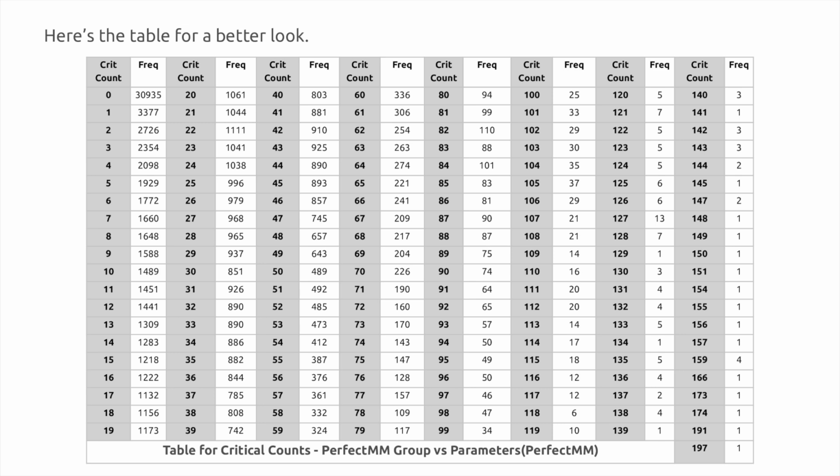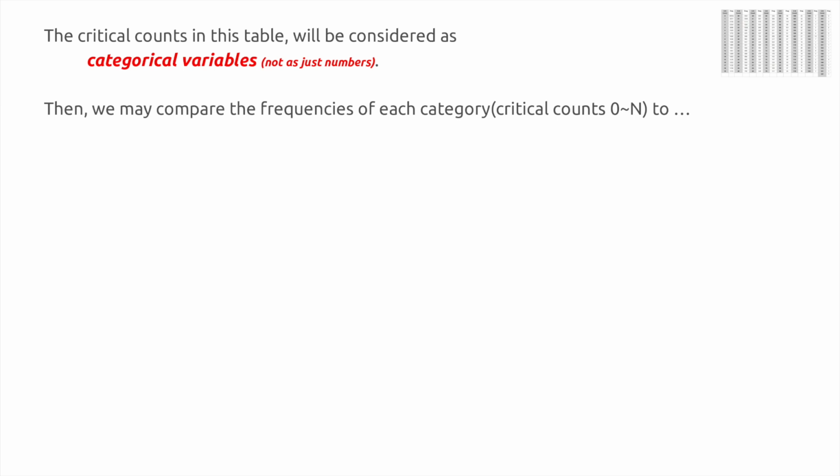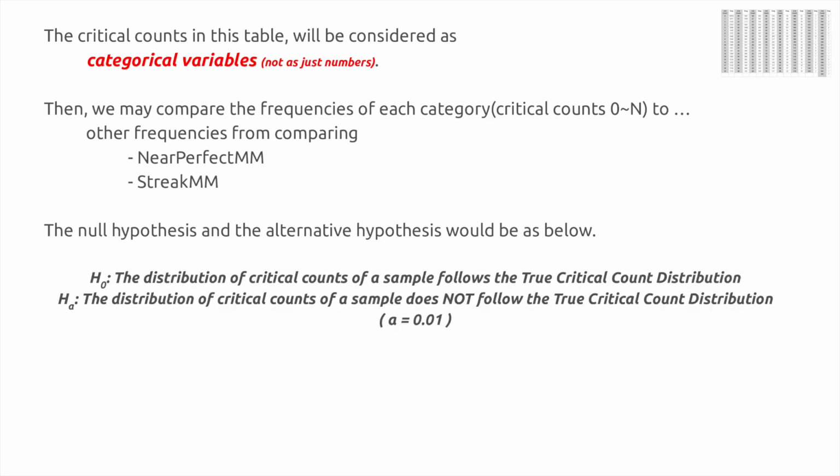Here is the table for a better look. The critical counts in this table will be considered as categorical variables, not as just numbers. Then we may compare the frequencies of each category, critical count 0 to n, to other frequencies from comparing near-perfect.mm, streak.mm. The null hypothesis and the alternative hypothesis would be as below. But first, why do this?